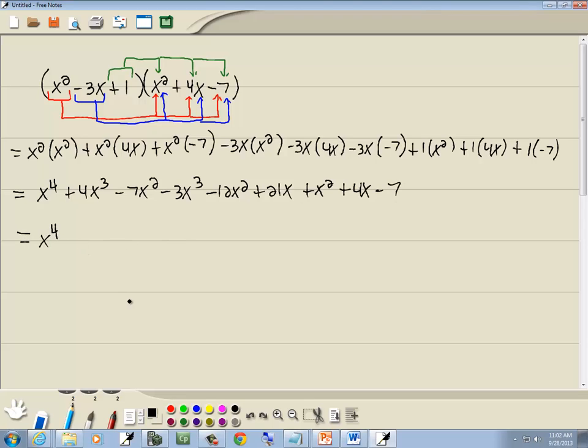Now we're going to combine together like terms. Here's an x to the third, here's an x to the third. Like term, same variable, the same power. You add or subtract the numbers that are out in front. We got 4 minus 3 gives us 1, x to the third, or just x to the third.